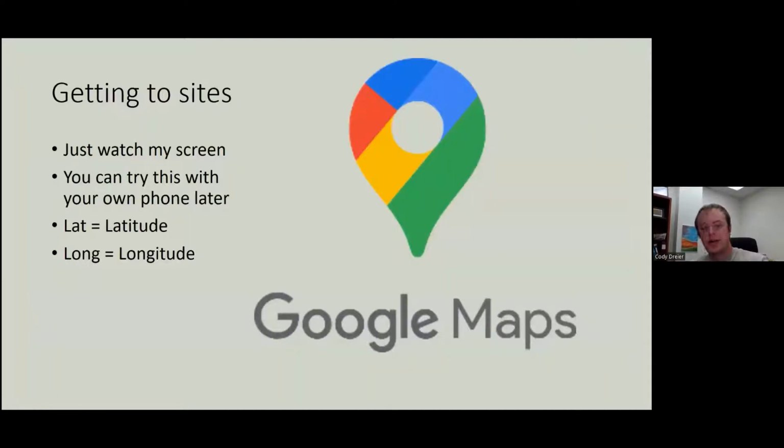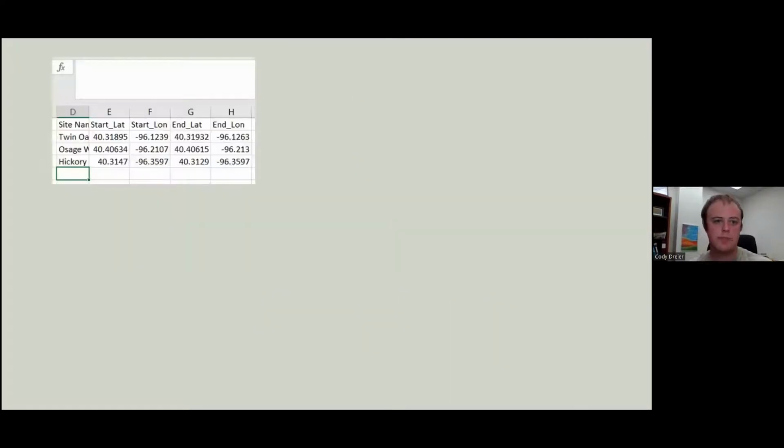So now we are going to get to our sites. Please just watch my screen. You can try this with your own phone later. I will likely say lat and long here. That is latitude and longitude. I'm just not going to break myself probably this time. So lat and long, latitude and longitude. If this is confusing to you, this will be recorded. You can go back and watch it multiple times slowly. So please just watch and follow along with your eyes and not your fingers.